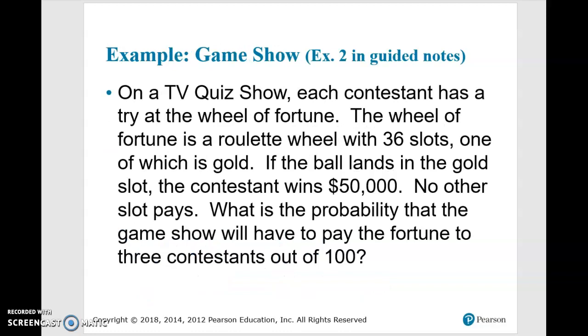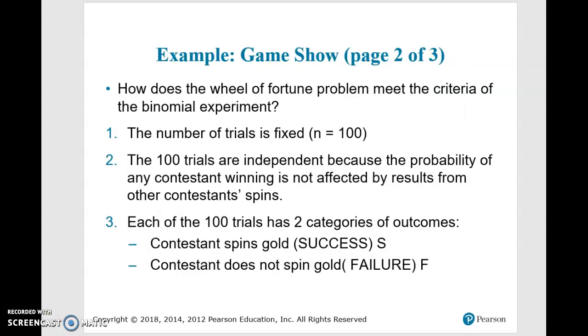Now let's look at an example about a game show. On a TV quiz show, each contestant has a try at the Wheel of Fortune. The Wheel of Fortune is a roulette wheel with 36 slots, one of which is gold. If the ball lands in the gold slot, the contestant wins $50,000. No other slot pays. What's the probability that the game show will have to pay the fortune to 3 contestants out of 100? Well, we'll eventually revisit this problem to find that answer.